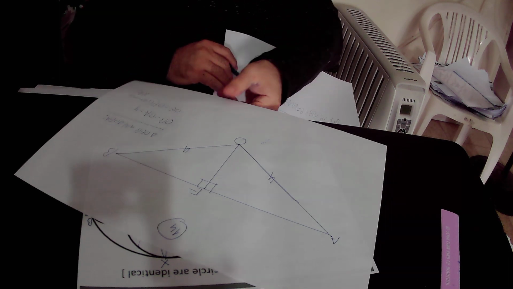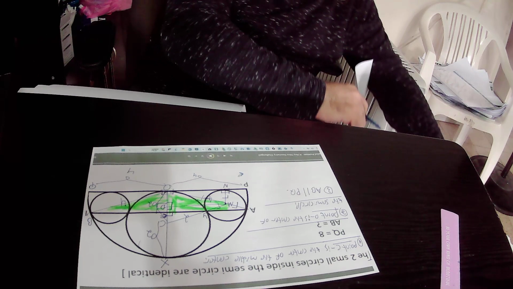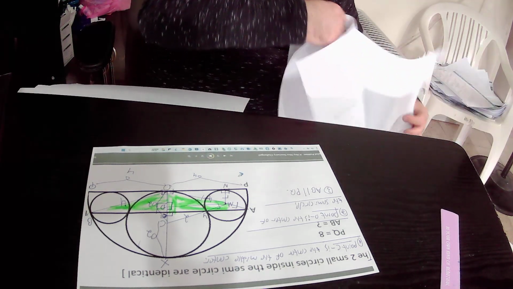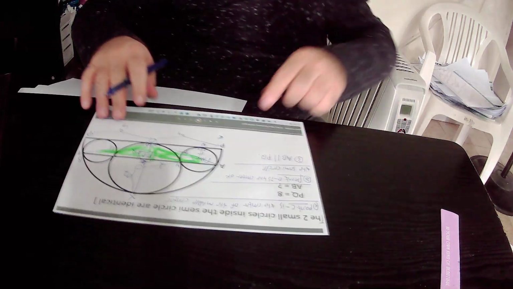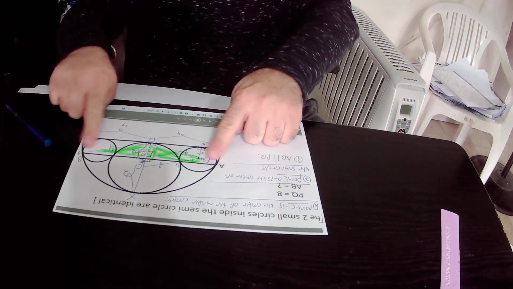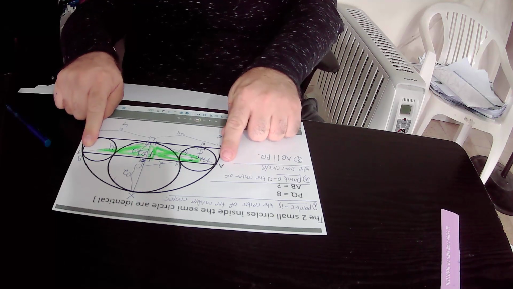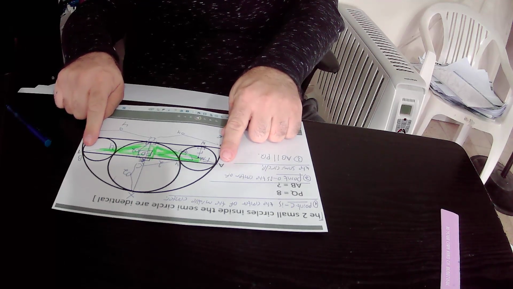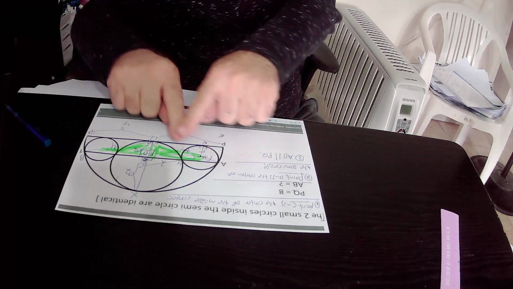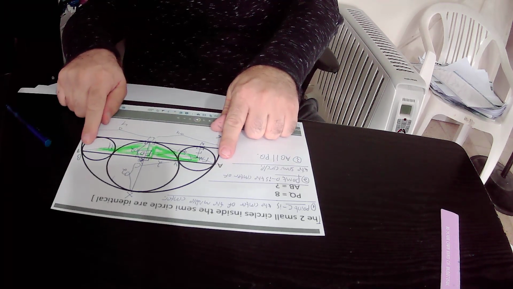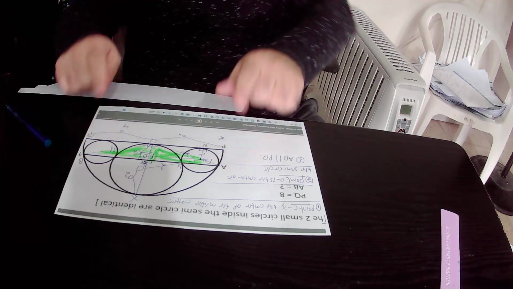We actually found out that this chord AB equals 16/3 times the square root of 2 units, or in terms of numbers, this chord AB equals 7.54 units.